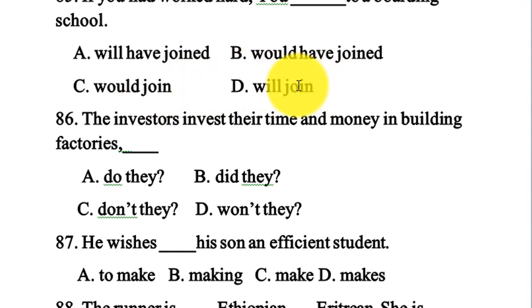What is the correct word here? We'll join. Before I give a clarification, explanation and analysis, try to answer the question by yourself. Great. If you answered B, correct: would have joined, because here it is conditional type 3, the if clause is past perfect, whereas the main clause should be would, should, might, could plus the perfect form, would plus the present perfect.